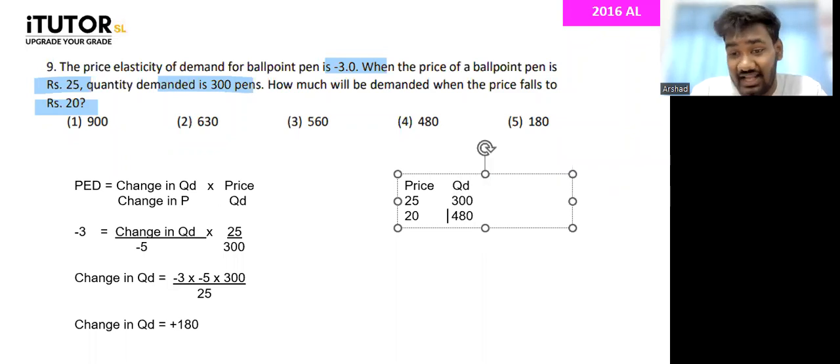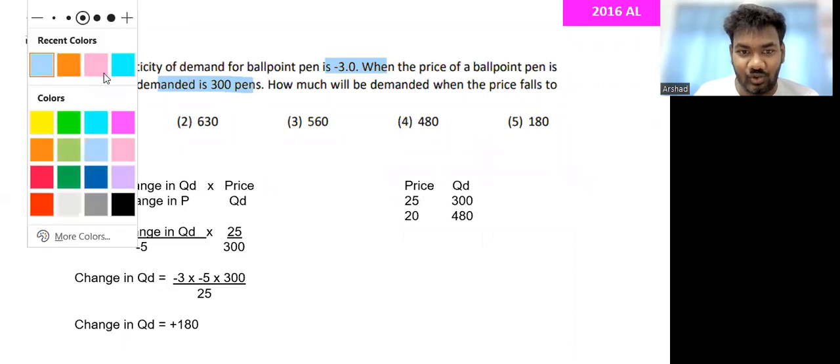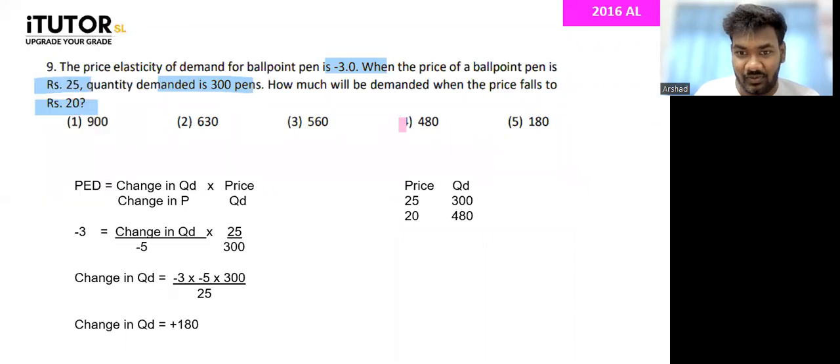If they ask by how much the demand will increase, then 180, correct. But they ask how much will be demanded. That is 480. Is that okay? Good question, but not very hard. You have a lot to work with. You have to move around, do some calculations here and there, and you can get to the answer. Fine. Done. Then we'll go to the next one.